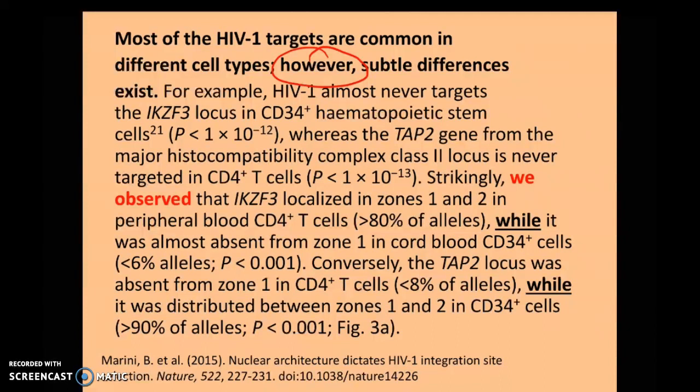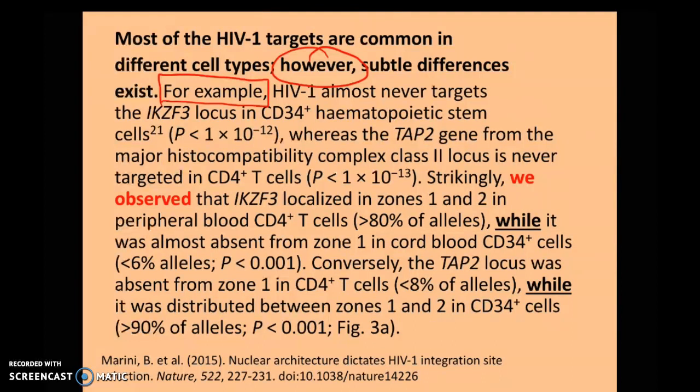And indeed they are. So the next sentence, I love this phrase, for example. It's a phrase that is widely used, so don't use it in every sentence, but it is often underused by writers. It's a clear marker again for your reader, that red thread, like, hey, here I'm going to give you an example of the main point I just made in my topic sentence. So for example, this article continues, HIV-1 almost never targets the IKZF3 locus in CD3-4 plus hematopoietic stem cells, whereas, and so on and so on.